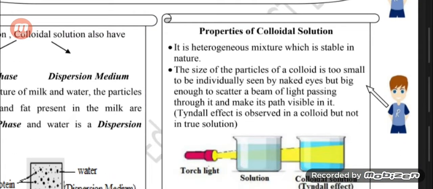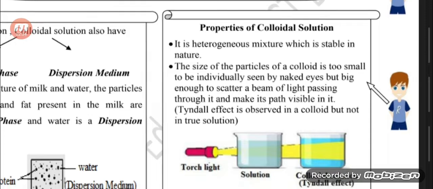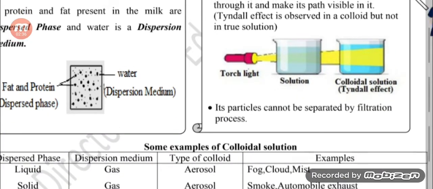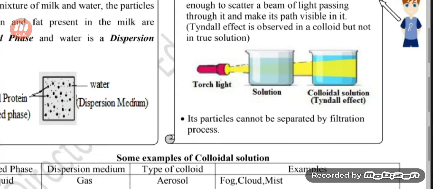the fats and proteins which are present in very small amounts are called the dispersed phase. Now Gyan asks her sister about the properties of a colloidal solution. First, it is a heterogeneous mixture and stable in nature. Second, the size of the particles of a colloid is too small to be individually seen by the naked eye but big enough to scatter a beam of light. It means it makes the path of light visible. Third, the last property, its particles can't be separated by the filtration process.